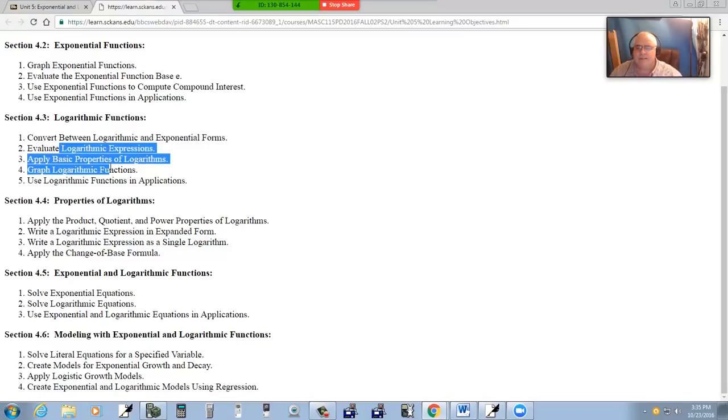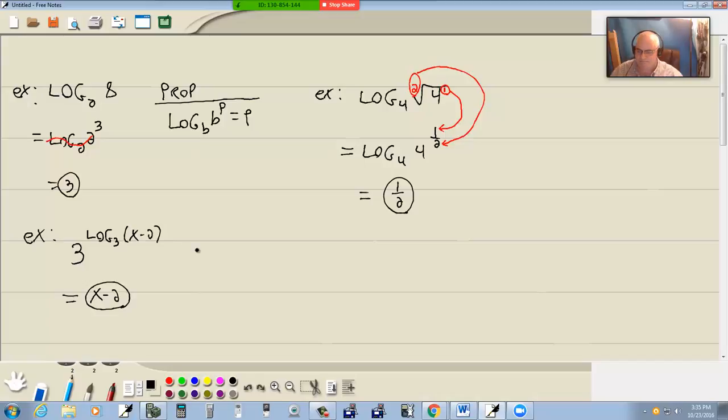And actually that's these first 2 here. Now graphing a log function. Let's take a look at that.